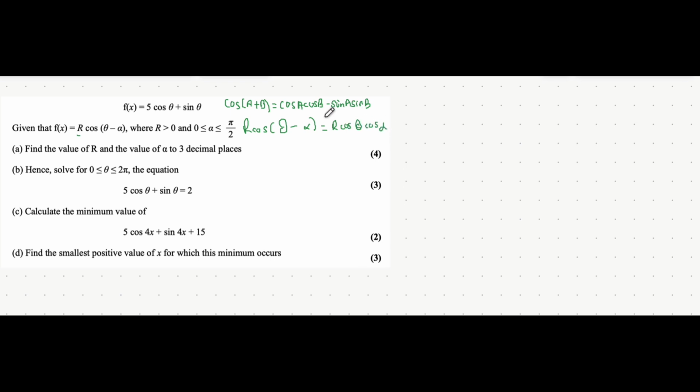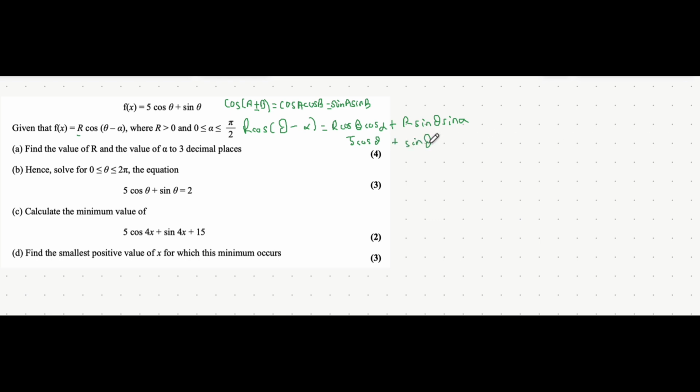The sign is the opposite to what it is in the expression here. Because there's a minus inside of the bracket, it's going to be an opposite sign of plus, and then it's going to be a multiple of R sine A sine B, which is sine theta sine alpha. Now that we've expressed this format, let's write f of x in the other format directly underneath. So we can write it as 5 cos theta and then plus sine theta.